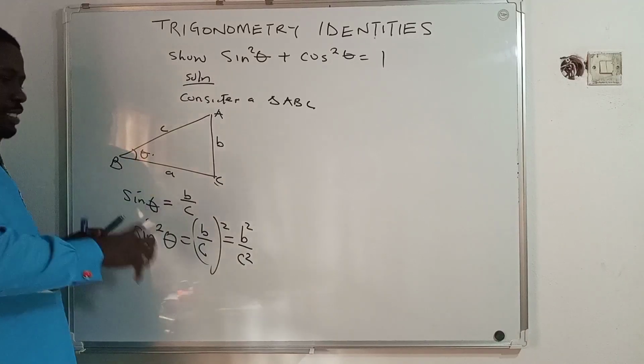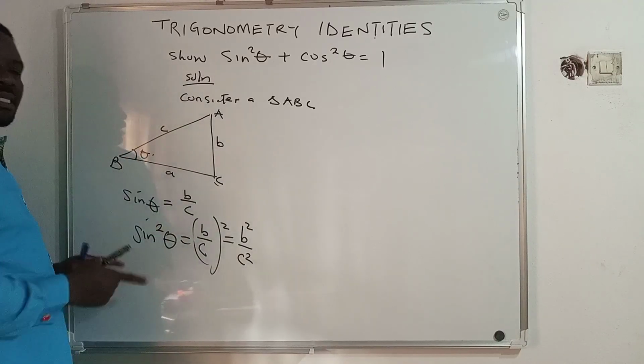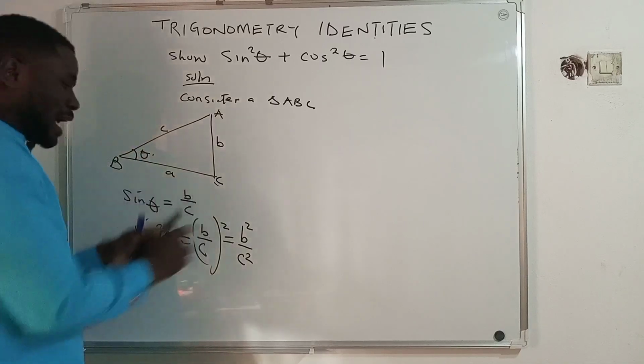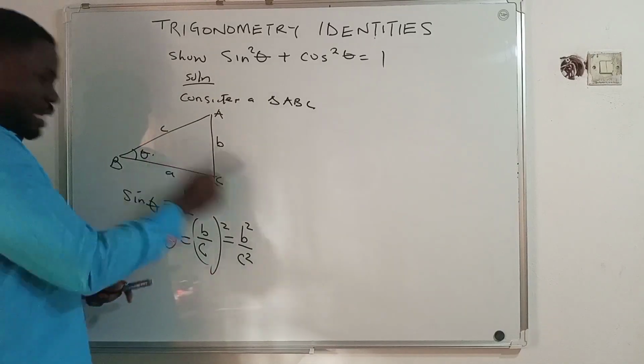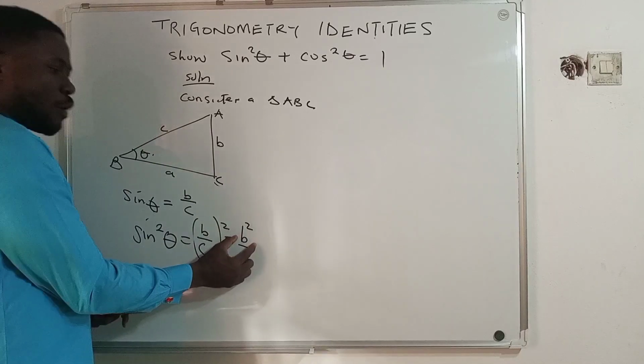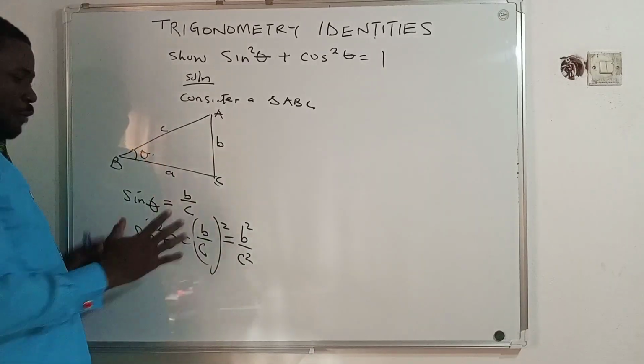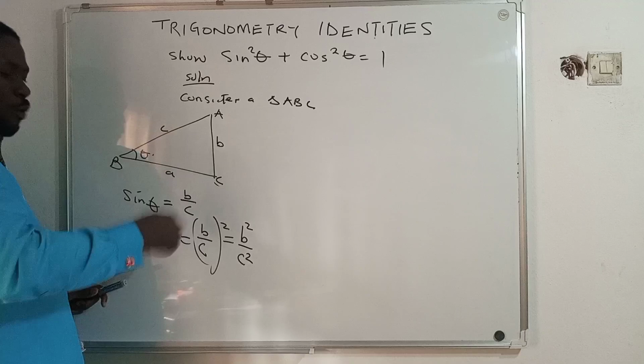B all over C is sine theta. By the time you square sine theta, it means that this answer should be squared. If you square this answer, you're going to have B squared all over C squared. Now we are done for sine squared theta.